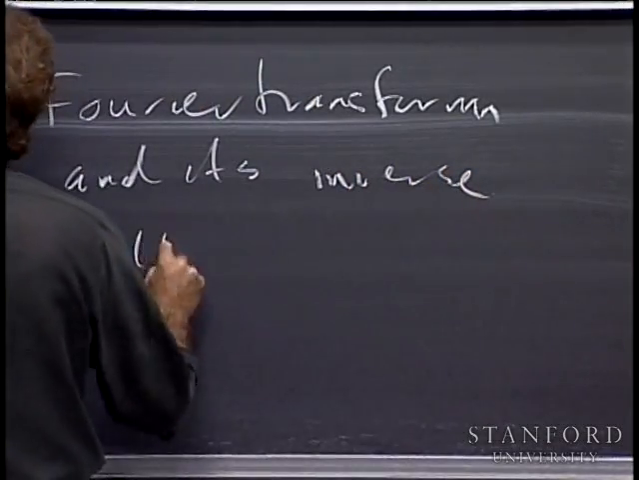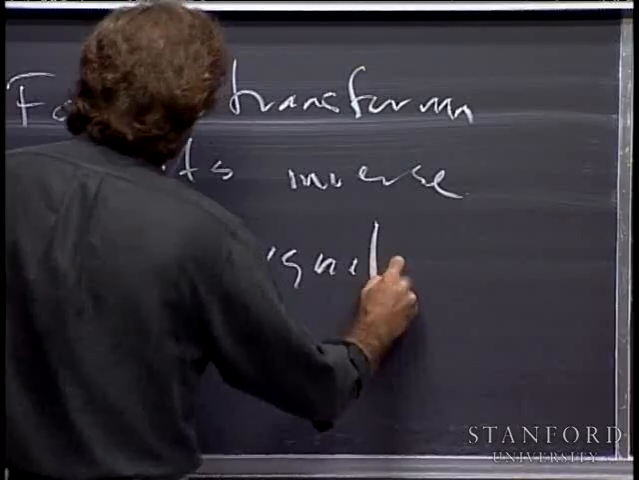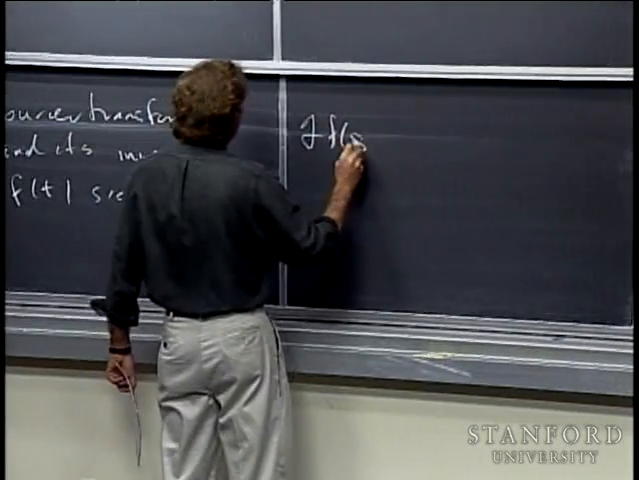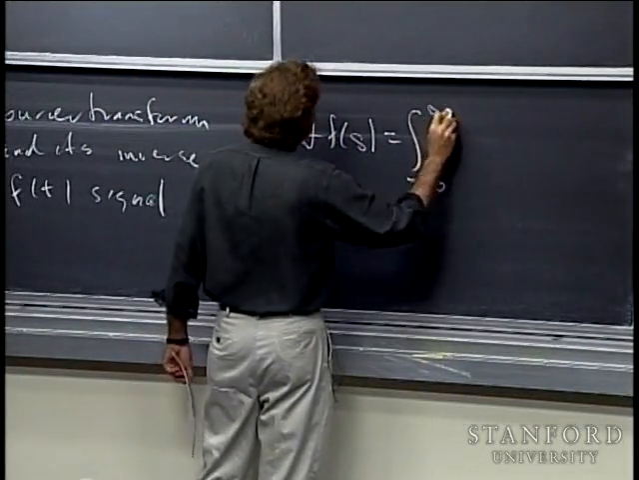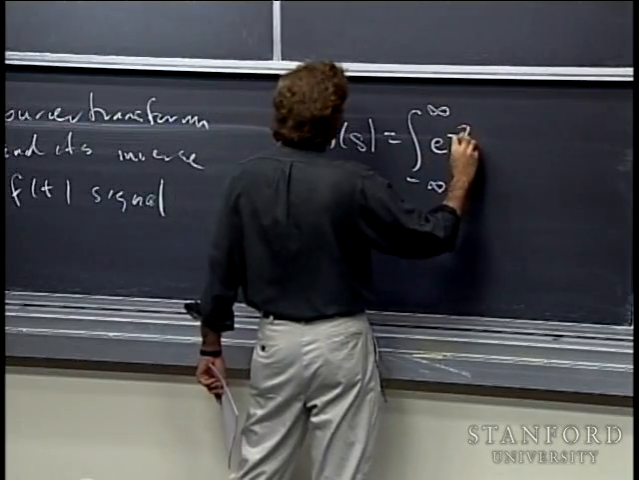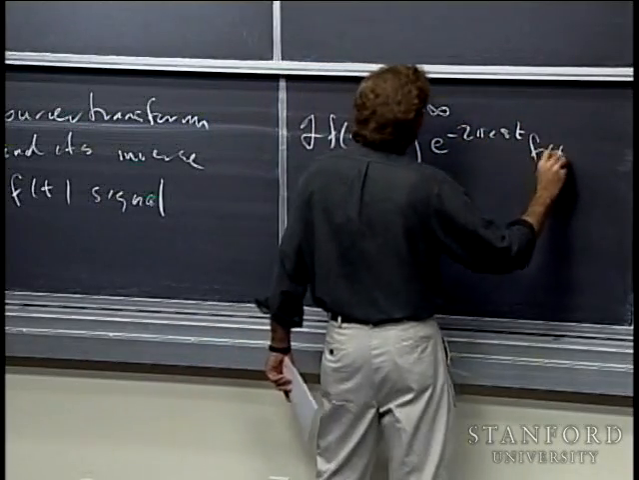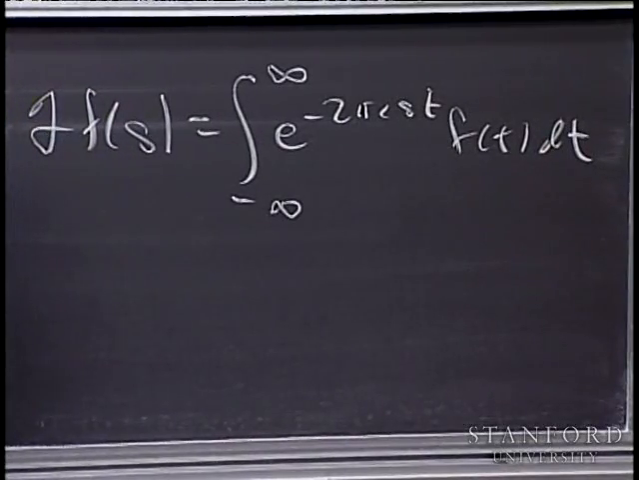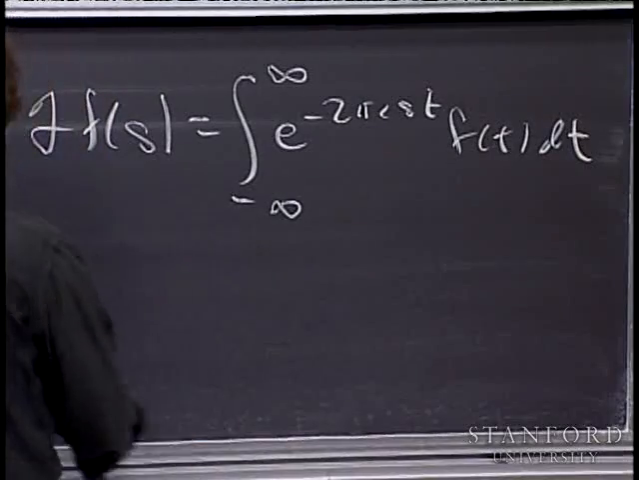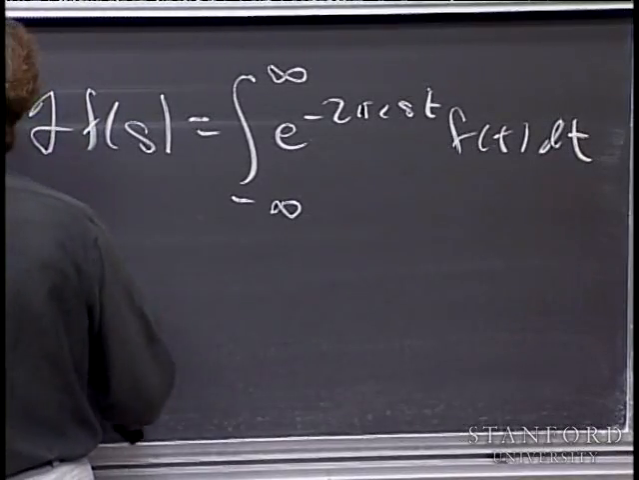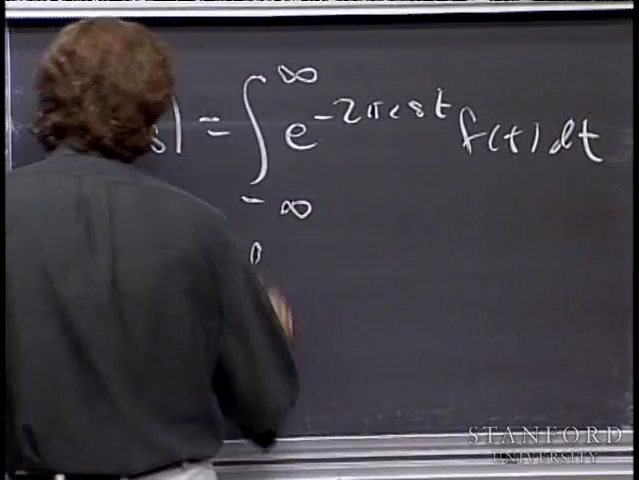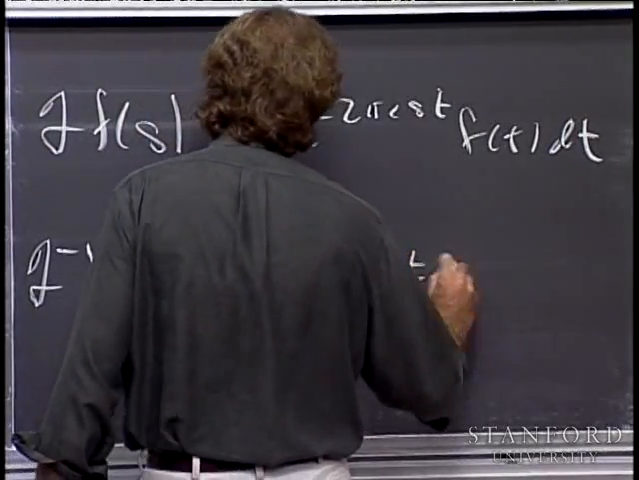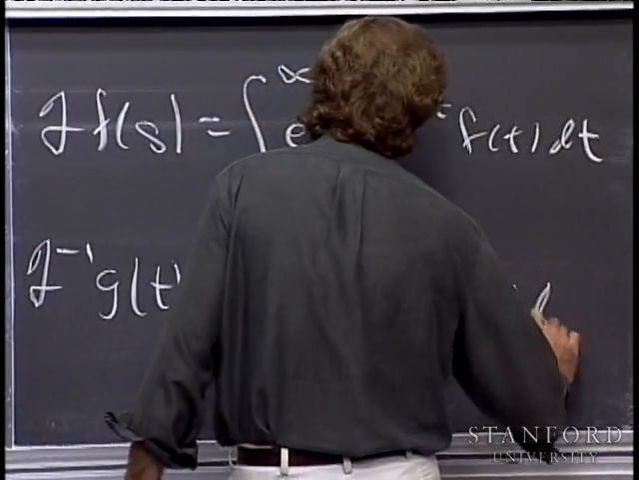So again, f of t is a signal. Then the Fourier transform, or a function, same thing. The Fourier transform, I use this notation. I want to comment about that again in just a second. Integral from minus infinity to infinity of e to the minus 2 pi i s t f of t dt. And the inverse Fourier transform looks very similar, except for a change in sign in the exponential. So the inverse Fourier transform of, I'll use a different function, although it doesn't matter, is the integral from minus infinity to infinity of e to the plus 2 pi i s t g of s ds.